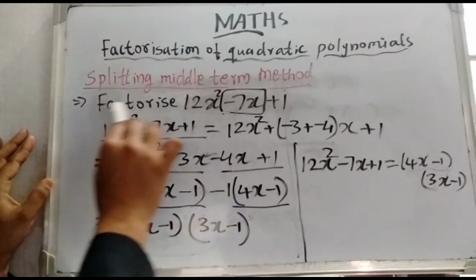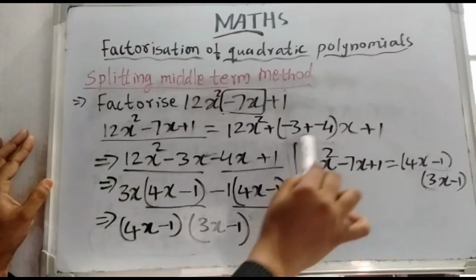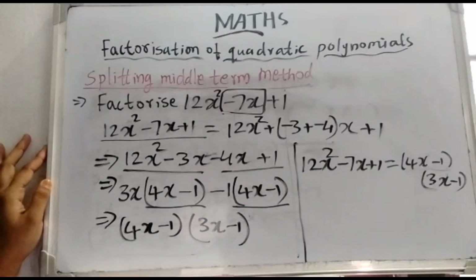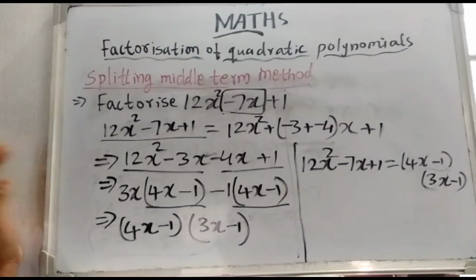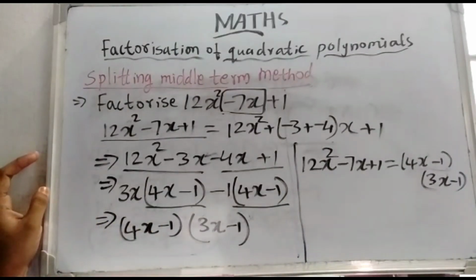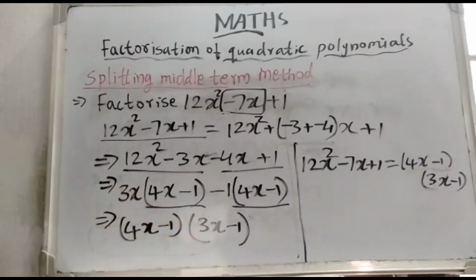That means we factorize this quadratic polynomial as the product of two linear polynomials. When we factorize a quadratic polynomial, we get two linear factors. When we factorize a cubic polynomial, we get three linear factors.